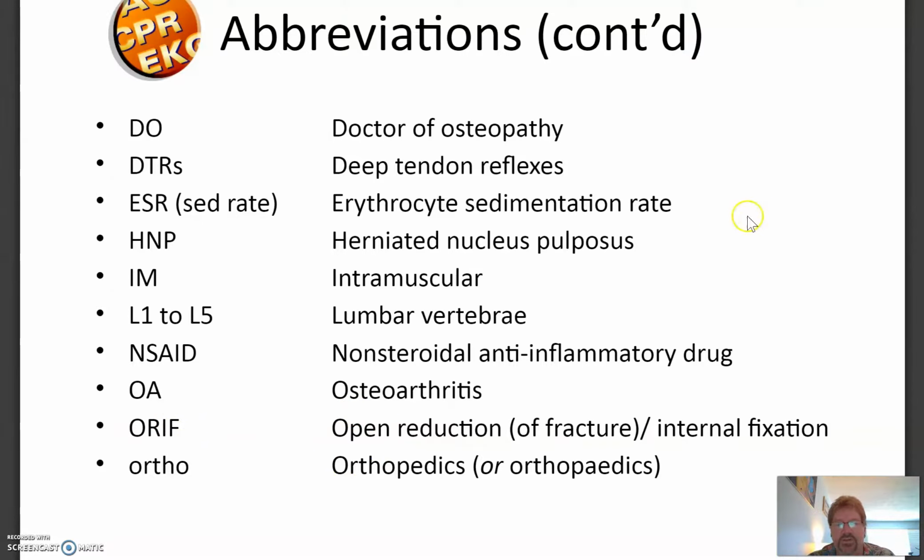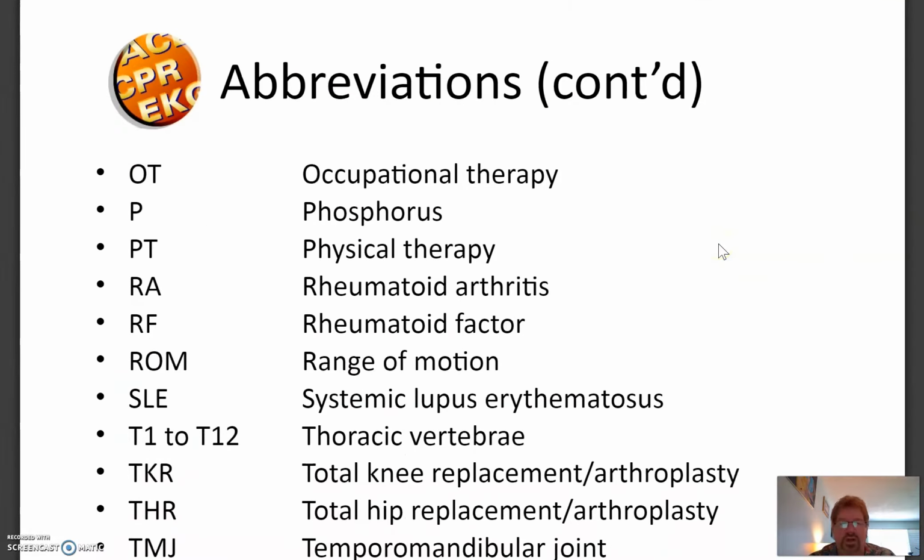Orthopedics, the medical specialty that specializes in all this kind of stuff. OT, occupational therapy, similar to physical therapy, highly trained to get you ready to be able to go back to work. Phosphorus is an important element found in bone. PT is physical therapy. Great stuff. RA, rheumatoid arthritis. This is an autoimmune disease. So that right there makes it hard to treat. You should think that. Rheumatoid factor is associated with that. ROM is range of motion. How much motion a joint should have in it.